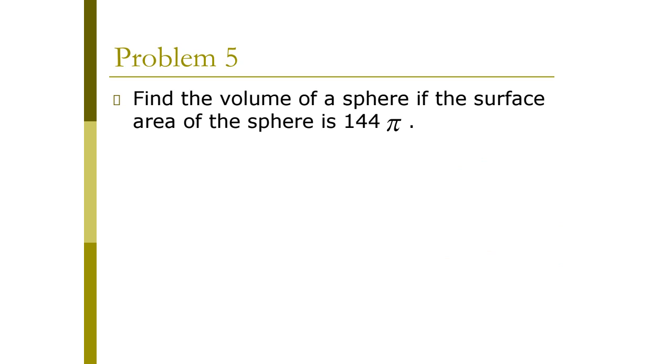So here I want to find the volume of a sphere if the surface area of the sphere is 144 pi. Well, what's the only dimension that I need to find volume or surface area of a sphere? It's just the radius. So I need to set up some kind of an equation. Well, if we remember 4 pi r squared, that's my formula for the surface area. So if I set that equal to my known surface area of 144 pi, perhaps I can solve and find my radius.